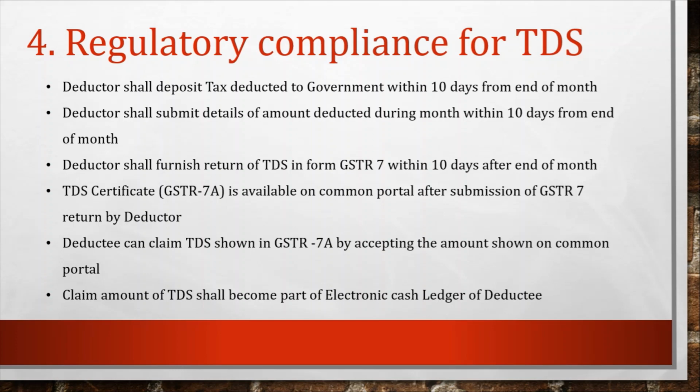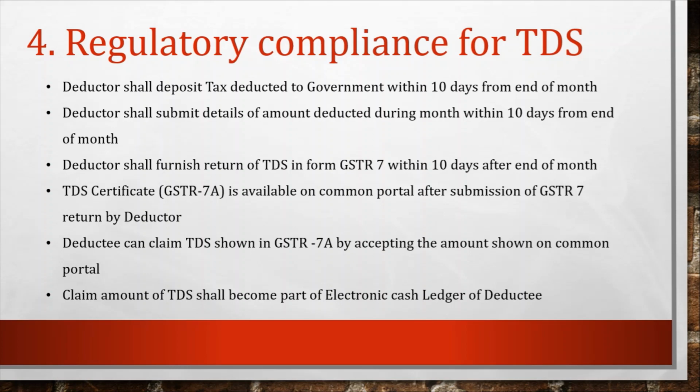The claimed amount of TDS shall become part of the electronic cash ledger once he accepts the claim shown in GSTR 7A. If the supplier accepts that, it will directly be credited to the cash ledger. So guys, this is our topic number 4.